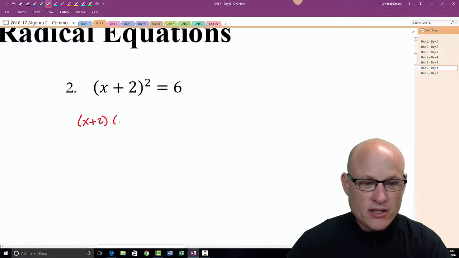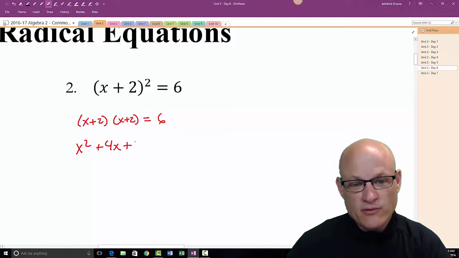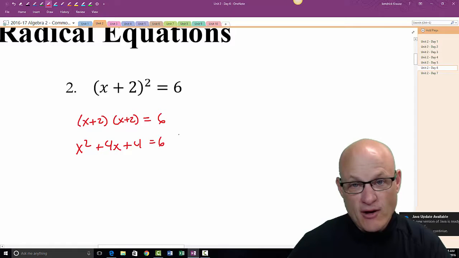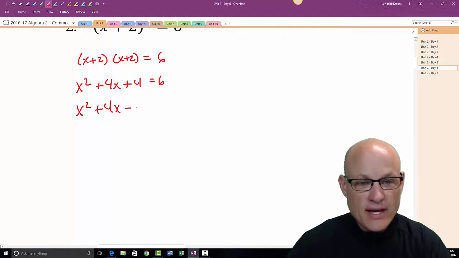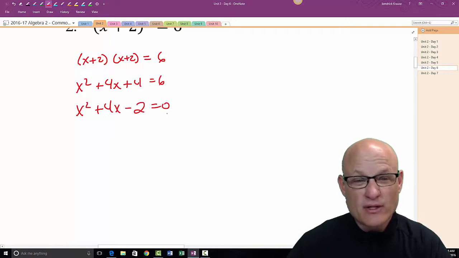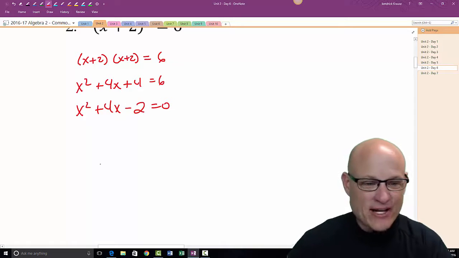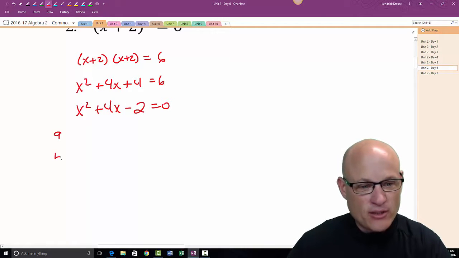x plus 2 times x plus 2 equals 6. This is x squared plus 4x plus 4 equals 6. Now, I'm really smart. I can do this pretty quickly. And I get x squared plus 4x minus 2 equals 0 when I bring the 6 over. This is not factorable, so I have to use the quadratic formula.